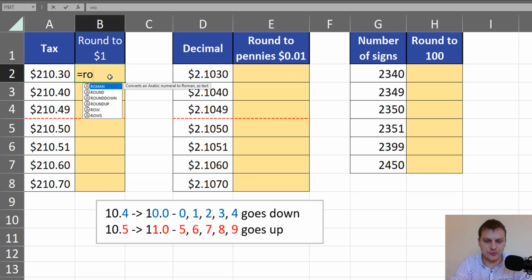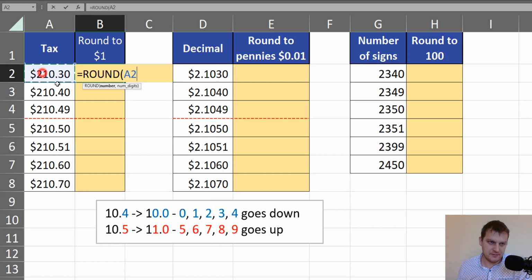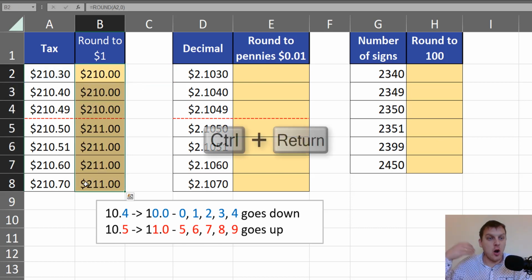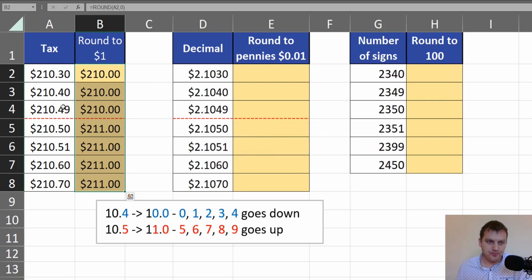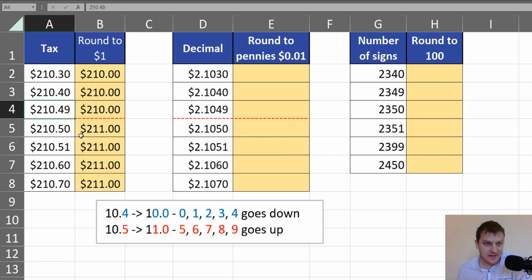So we can use the ROUND function, give it a number and the number of digits we want to round to. Because we want to round to whole numbers, we are writing here 0, and just like that we are rounding to whole dollars. So in case of 49 cents, we are going down. When we go to 50 cents, we are going up, and from here we are going up again, because we pass this halfway threshold.